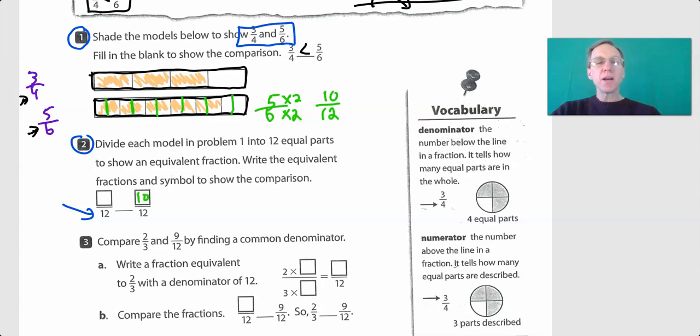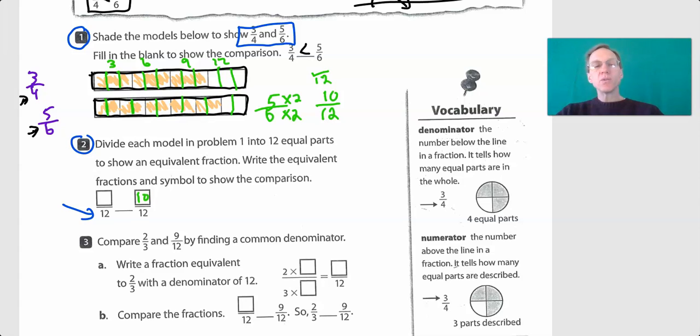Let's look at the first one now. If I'm going to get 12 slices out of this pizza, I have 4 slices, 4 spots where I can put a slice. I'm going to have to cut each of those into 3 pieces. That way when I count, it'll be 3, 6, 9. That'll give me 12 total up here. Okay, so now I have 12.